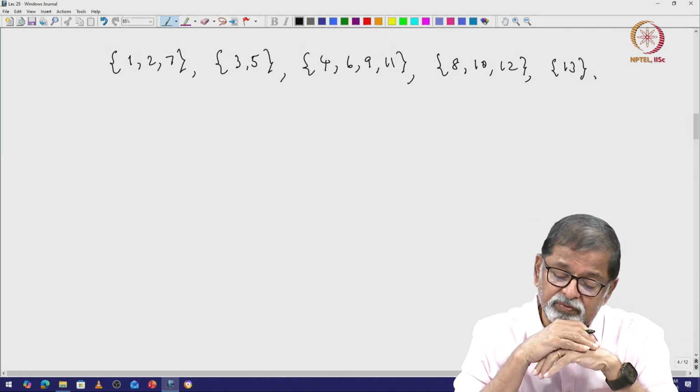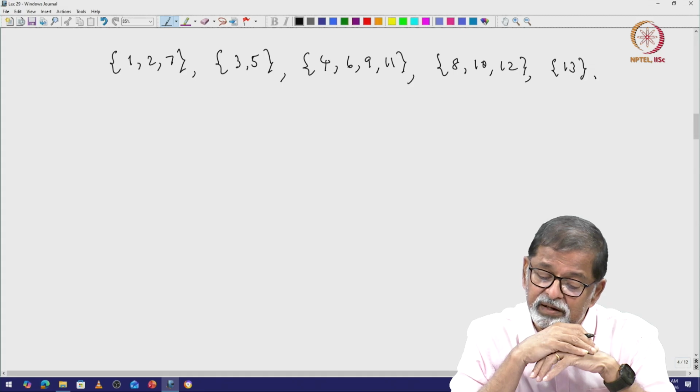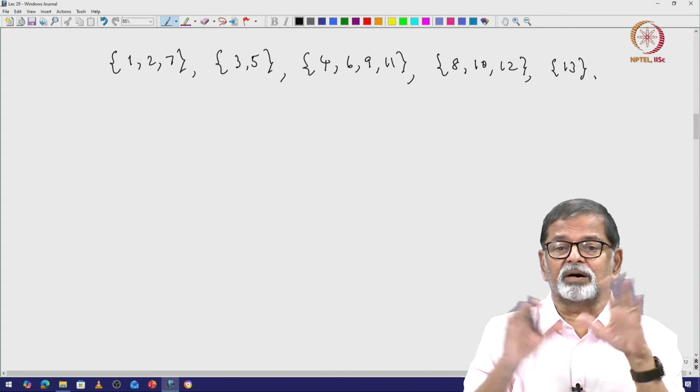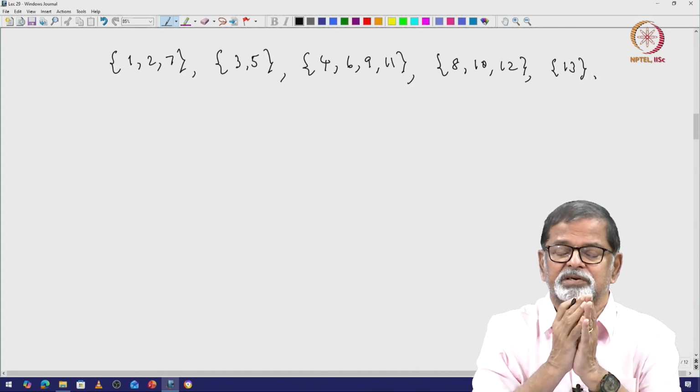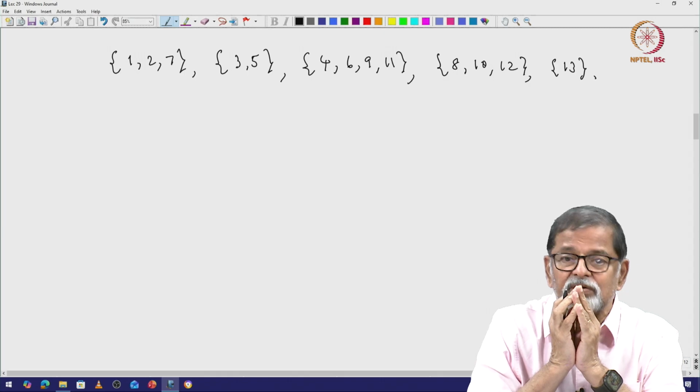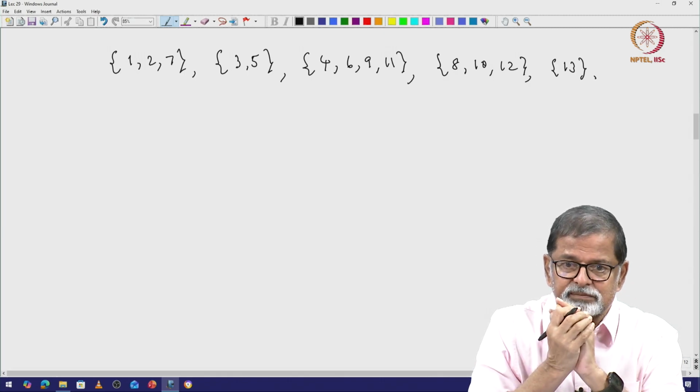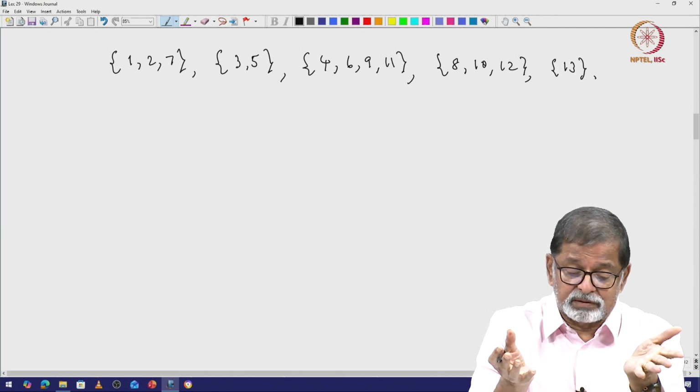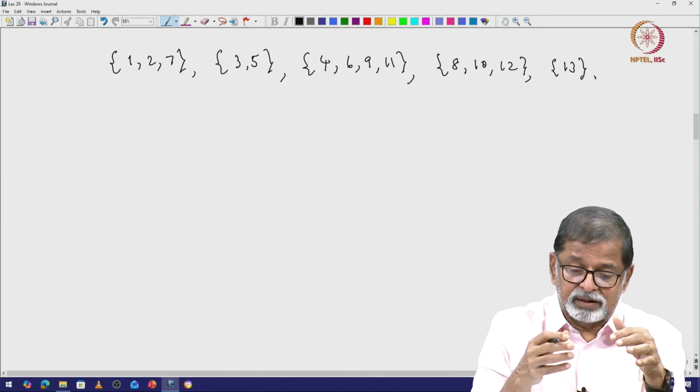1, 2, 3, 4, 5, 6, 7, 8, 9, 10, 11, 12, 13. Yeah, all elements are here. This is a partition of 13. So, we can represent this in the following way.